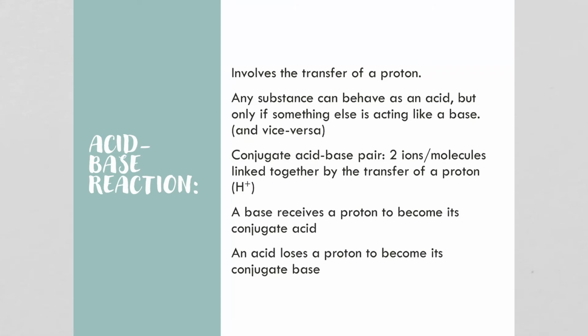An acid-base reaction involves the transfer of a proton in the Bronsted-Lowry theory. So any substance can behave as an acid, but only if something else is acting like a base, and vice versa. A conjugate acid-base pair is two ions or molecules linked together in a reaction by the transfer of a proton. A base receives the proton to become its conjugate acid, and an acid loses a proton to become its conjugate base. So we're going to practice with this.